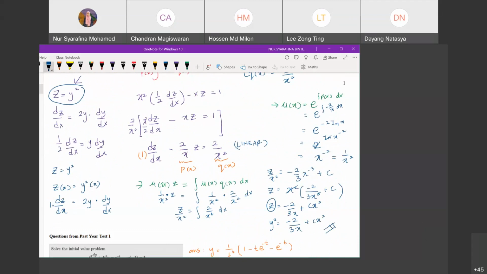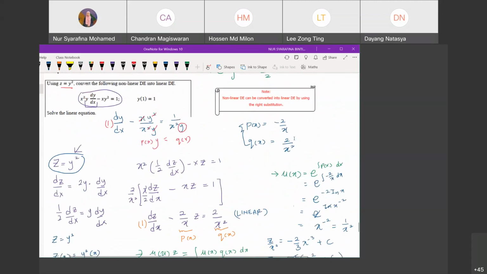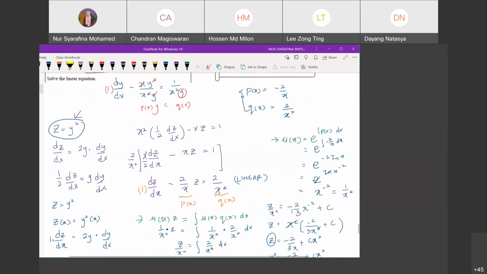All right, clear everyone? Anyone has question? Okay, clear. So this is how you find the solution of a nonlinear equation: convert to linear, and then proceed with the process of linear equation solution. Okay, so we have done two types today. The first one is exact, and this is the linear equation. Any question?